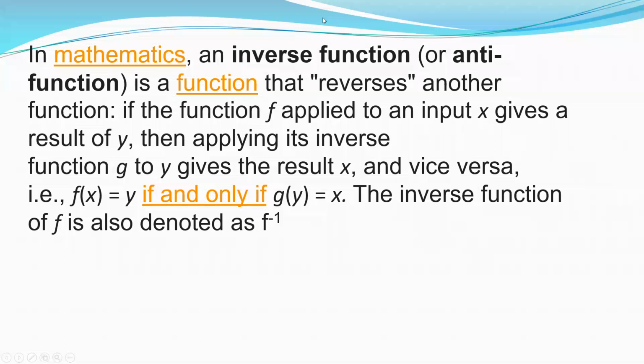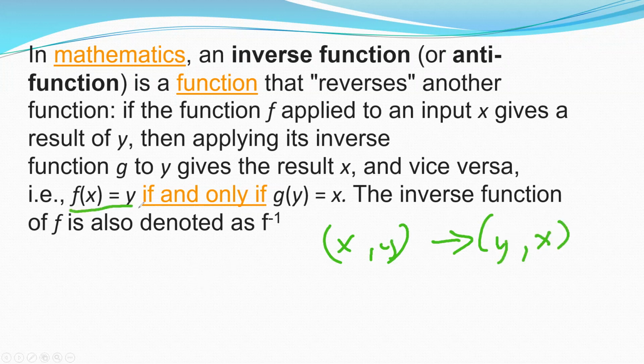Meaning to say, to get the inverse of a function, we just simply interchange the position of x and y. So in the function given, x is your input, y is your output. But getting the inverse of that, y now will become your input and x will become your output. That's why f of x is equal to y, g of y is equal to x.